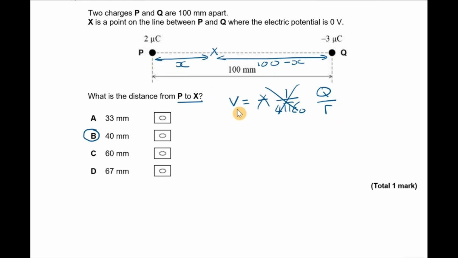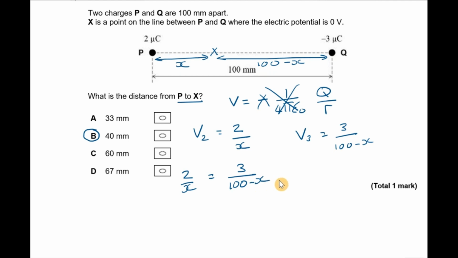So let's just first of all have a look at what that ratio is for the 2 microcoulomb charge. Well, we've got a charge of 2 microcoulombs over a distance x, and for the 3 microcoulomb charge, the charge is 3 microcoulombs, and the distance from there is 100 minus x. And as I said, we want to find that distance x where V2 is equal to V3. So when 2 over x is equal to 3 over 100 minus x.